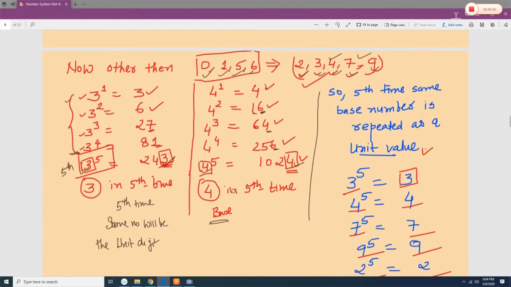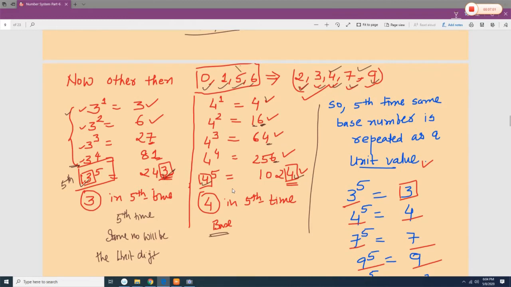So the unit place of this entire number will be 1. Next, if it is not 0, 1, 5 or 6 at the unit place, and instead it is another number like 2, 3, 4, 7 or 9, then what will be the rule?